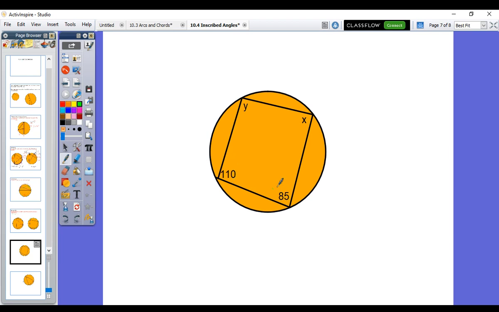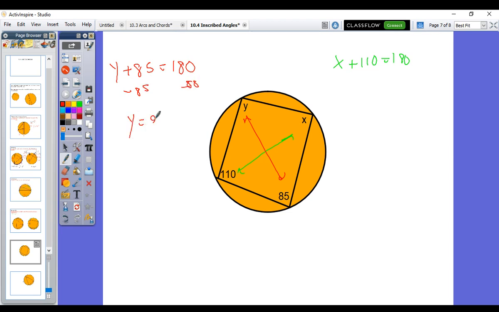So that being said, let's find the measurement of angle Y and angle X, knowing that this angle is 110 and this one is 85. Now remember, these two are supplementary to each other. That means X plus 110 equals 180. And these two are supplementary to each other, meaning Y plus 85 equals 180. So here we subtract 85 from 85, and we end up getting Y equals 95. Easy enough. Let's look at this one. Subtract 110 from 110. X equals, what is that, 70? Yeah, 70.